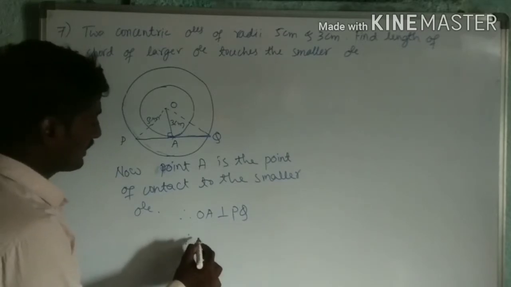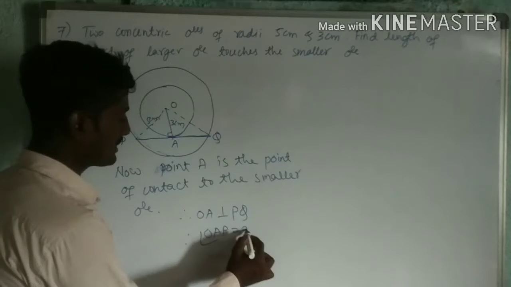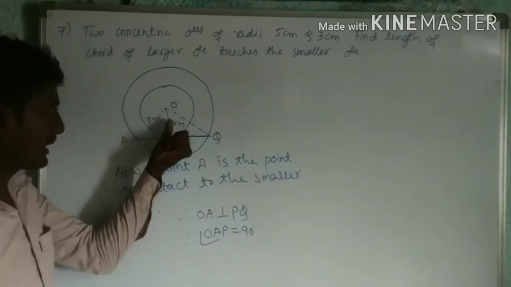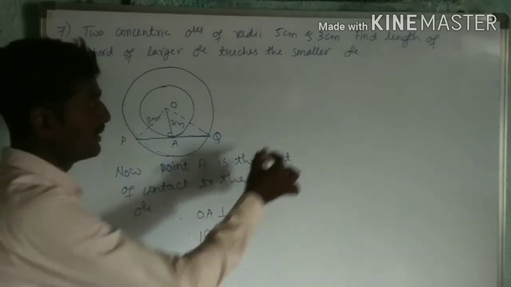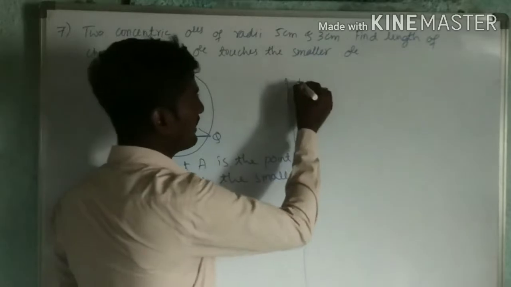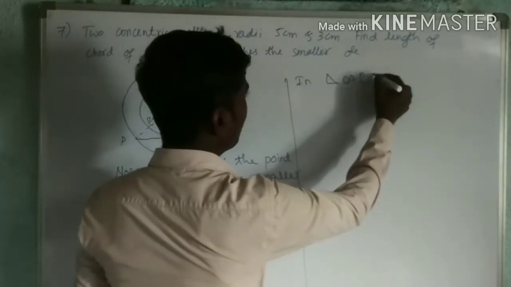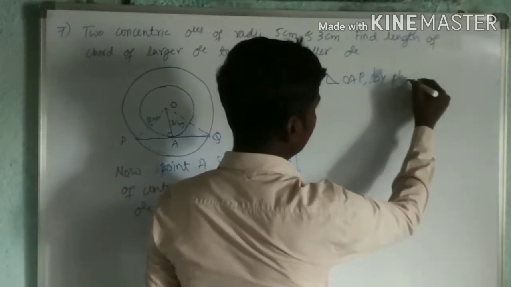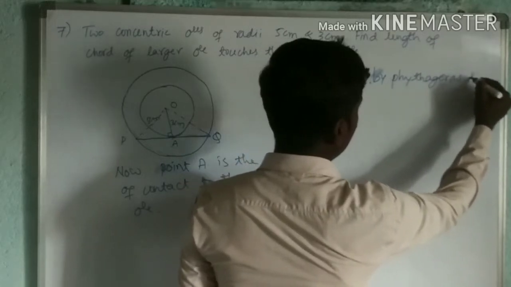Now therefore angle OAP is how much? 90 degree. Now I can apply Pythagoras theorem in the right angle triangle OAP. Now in right angle triangle OAP, by Pythagoras theorem.